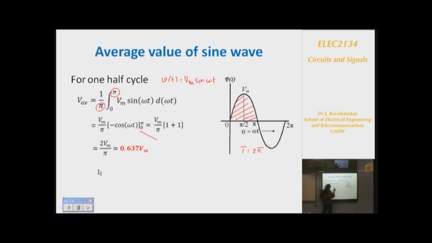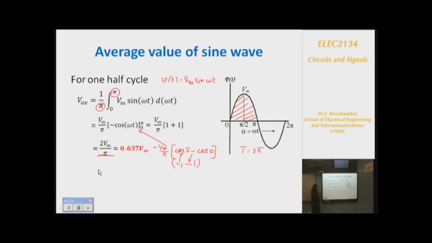When you apply this, you get Dm by pi. I'll take the minus outside because we have a minus. Here we have cos of pi minus cos of 0. So what is cos of pi? Cos of pi is minus 1, and cos of 0 is 1. So minus 1 minus 1 is minus 2, and with the minus outside this becomes plus. So we have plus 2 Dm by pi, which in other words we can write as 0.637 Dm.